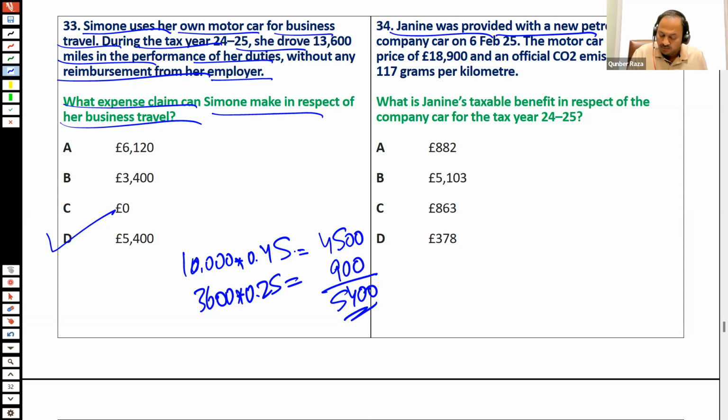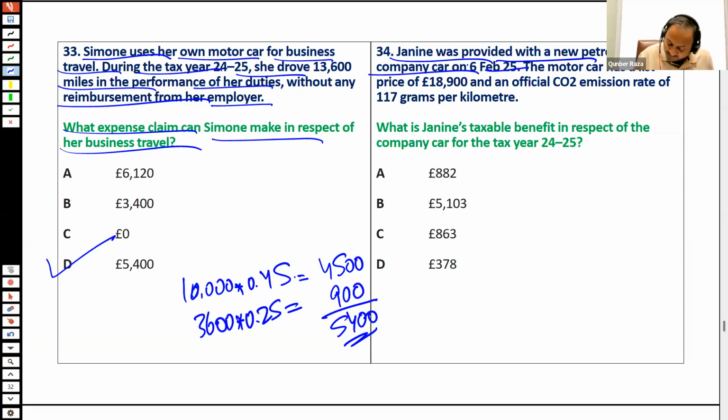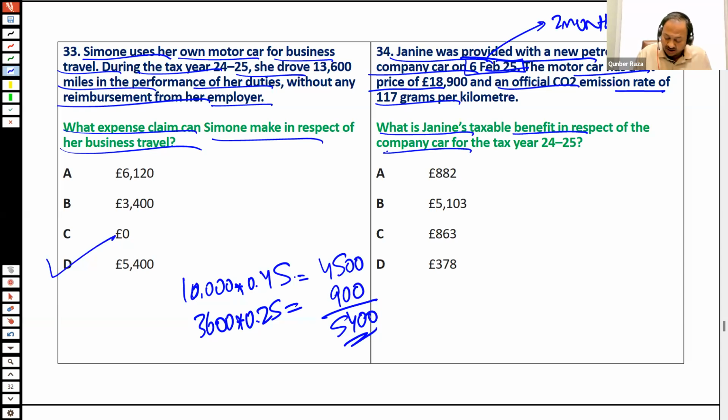Janin was provided with a new petrol-powered company car on 6 Feb 25. The car was provided on 6 Feb 25, which means the car is used for 2 months in the tax year. The motor car has a list price of 8,900 and an official CO2 emission rate of 117 grams per kilometer. What is Jen's taxable benefit in respect of the company car for the tax year 24-25?